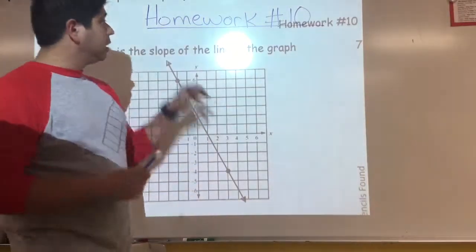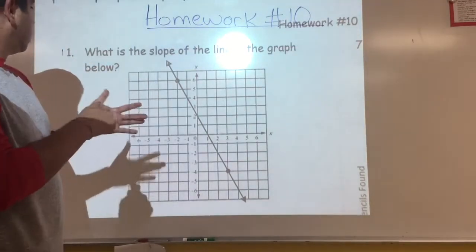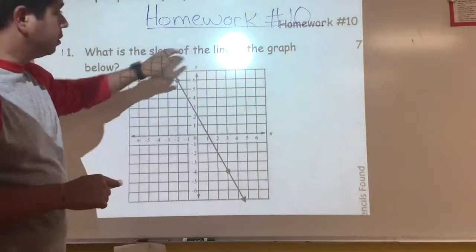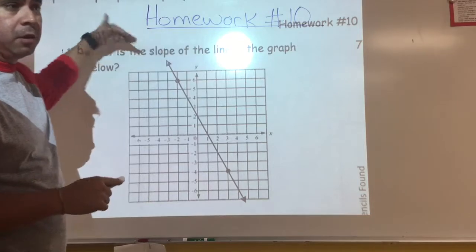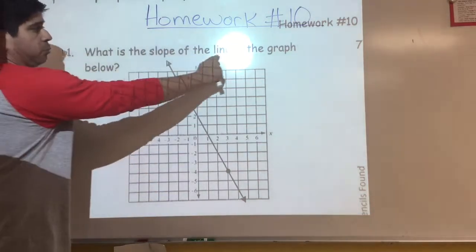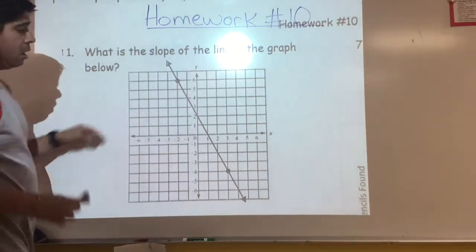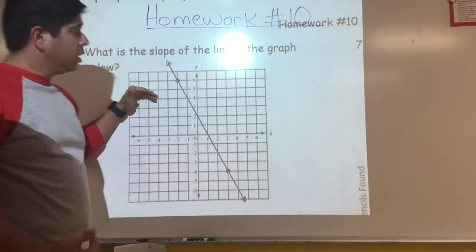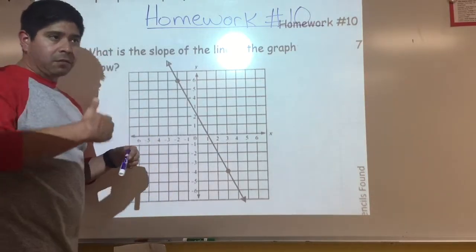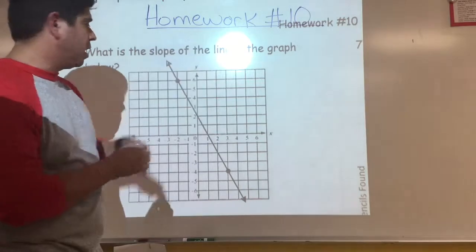All right, so this is homework 10. Number one, I'm gonna have on the board, there's a little glare right here, so don't worry about that. But on your homework, it says, what is the slope of the line in the graph below? So remember, when we're working with slope, it's always going to be the rise over the run, or the change in y over the change in x.